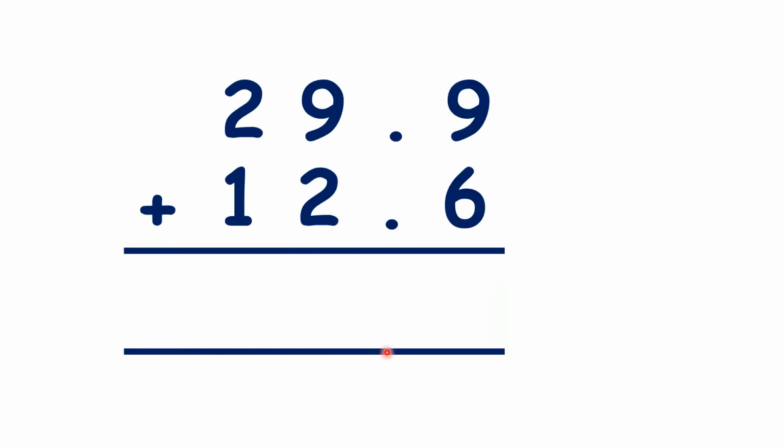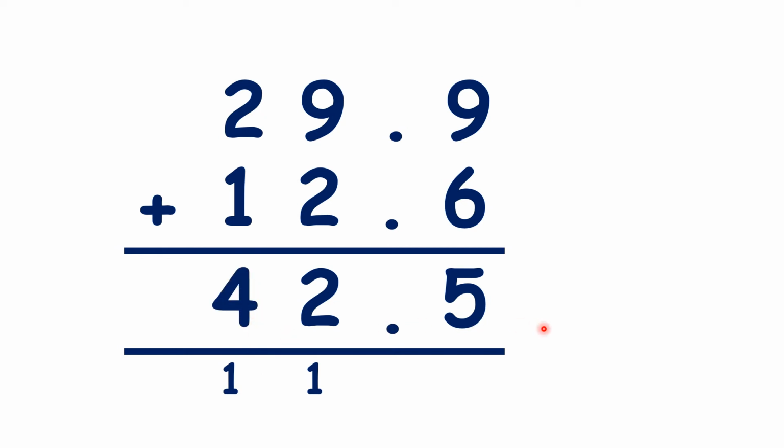Now here we have larger numbers, but we do exactly the same thing. We start by writing the decimal point in our answer. Now 9 plus 6 is 15, so we've made 1 unit and 5 tenths. Now onto our units column, 9 plus 2 plus 1 is 12, so we've made 1 ten and we have 2 units. And finally 2 plus 1 is 4, so our answer is 42.5.